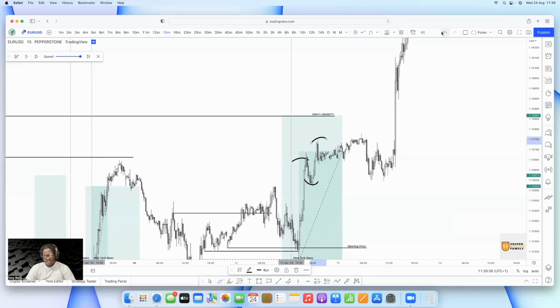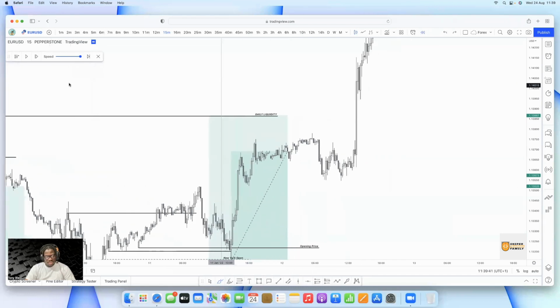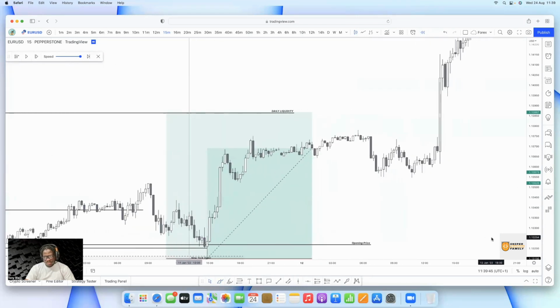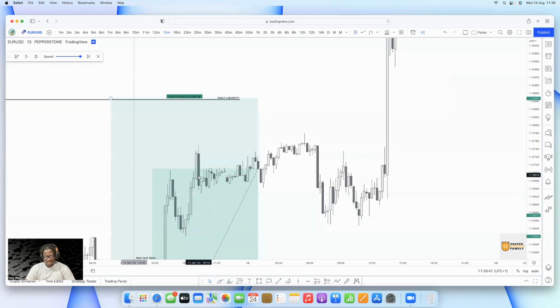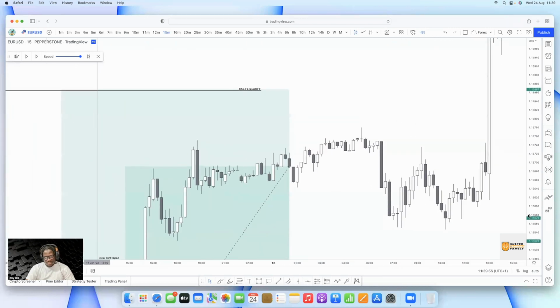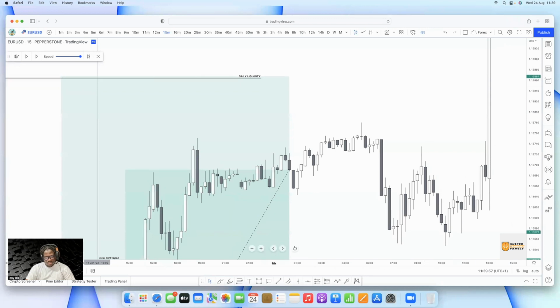So now, based on what I have taught you, who can tell me where the daily open is going to be on the 12th? Starting from this candle here, where is the daily open going to be? All right, this is on the 12th. This is 12 o'clock, midnight. We go 2 hours back.